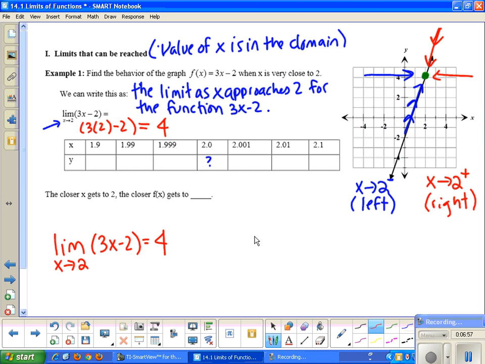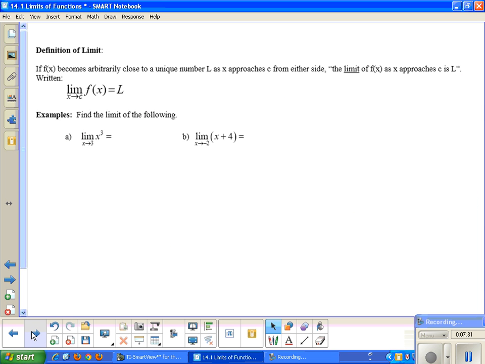So this one was 3.7, 3.97, 3.997. Here we had 4.003, 4.03, and 4.3. So the closer x gets to 2, the closer the function gets to the value of 4. And again, for something like this, it's easy because really we didn't have to do all that work. We can just plug 2 into our equation and solve. But what happens when it's not defined at the value is what we're going to be looking at in a little bit. So let's look at the next one.